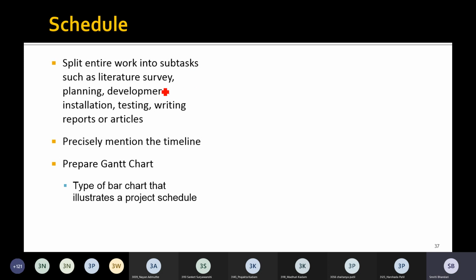Right? So split your entire work into subtasks. These subtasks might be, you may begin from the literature survey itself. So literature survey, planning, development, installation of the systems, maybe testing, writing the reports or articles. These are the possible tasks that you need to undertake.